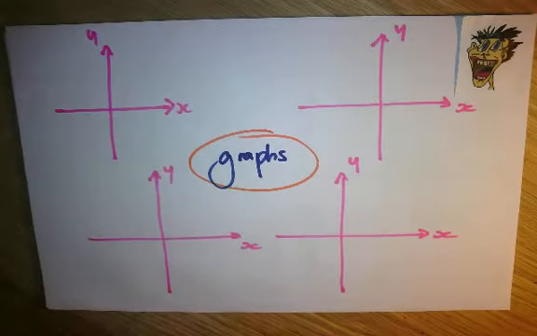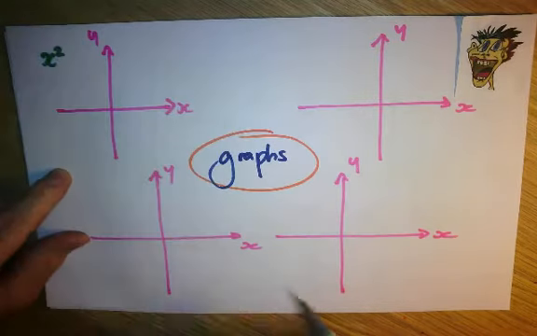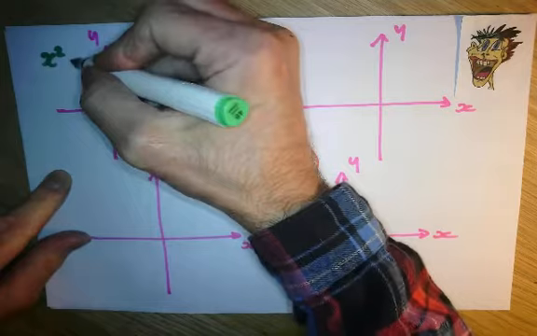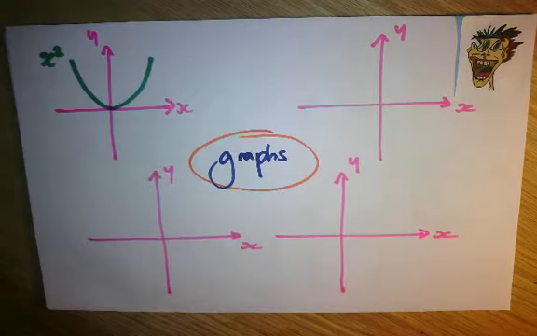Okay, on this video I'm just going to show you 4 graphs that you'll need for your GCSE maths. So let's try the first one. Let's use green. This is the most common one that you will understand and know. It's the x squared, and you can see that that looks like this. Kind of a U shape.